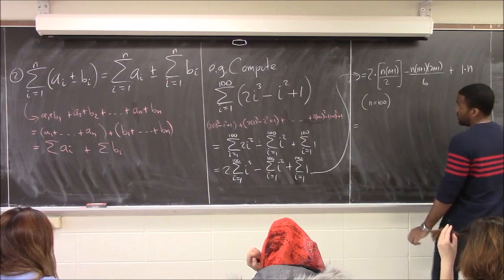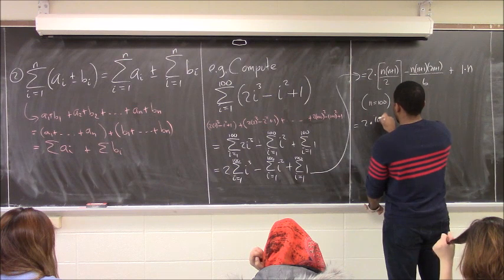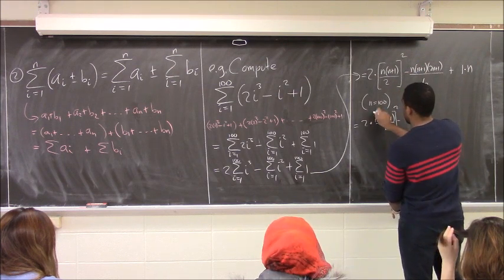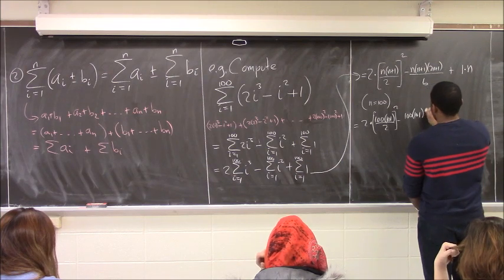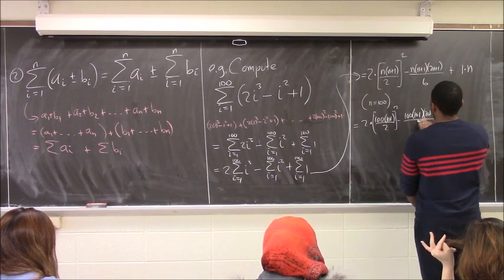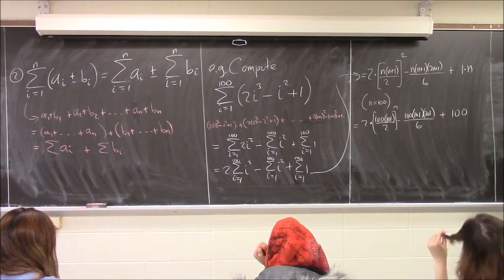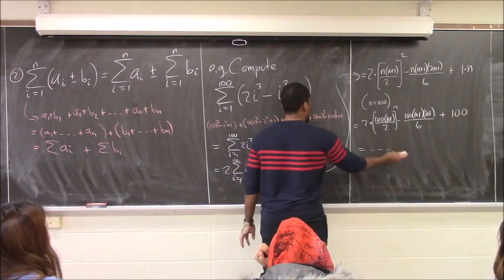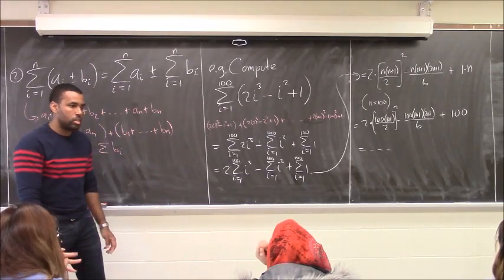And if I plug in n equals 100, this will all add up to 2 times (100 times 101 over 2) squared minus 100 times 101 times 201 all over 6 plus 100. Now it'll take you a little bit of algebra to simplify that into one thing, but it'll be a lot easier than actually adding up 100 things.